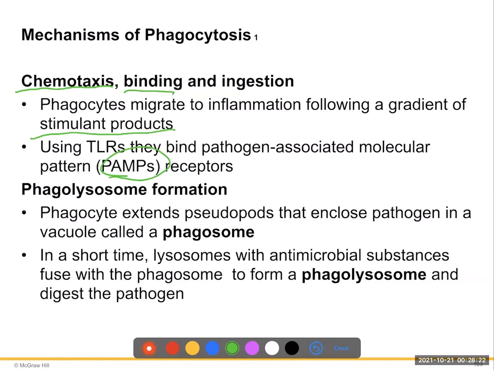Phagocytes extend pseudopods. Pseudopods are an extension of your cell membrane. So if you're binding to it, they can extend the cell membrane like that, so you can get an engulfing of these bacteria.